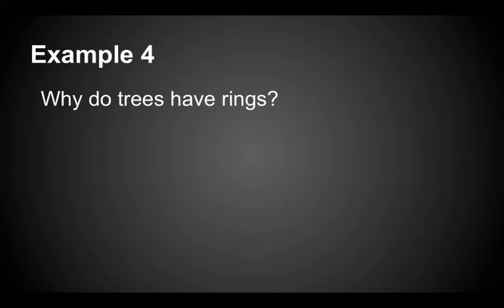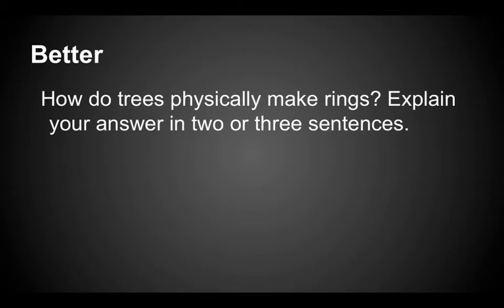Example number 4. Why do trees have rings? As a better example, we could ask, how do trees physically make rings? Explain your answer in 2 or 3 sentences. So the previous bad example, why do trees have rings, is very vague. Students could take that question any direction and they could probably write you a whole novel full of answers. So you want to be very specific considering the time that you have and what your learning objective was. So to ask, how do trees physically make rings?